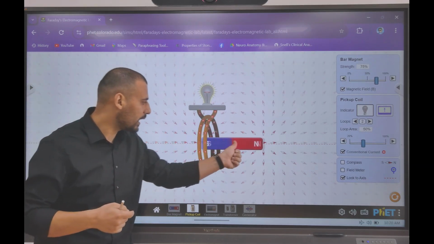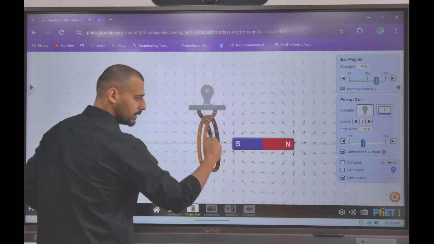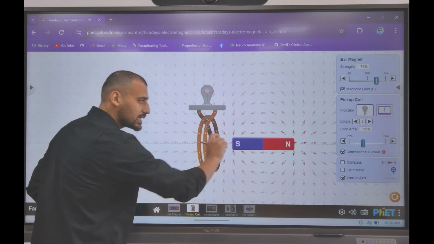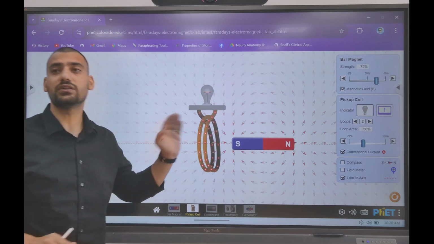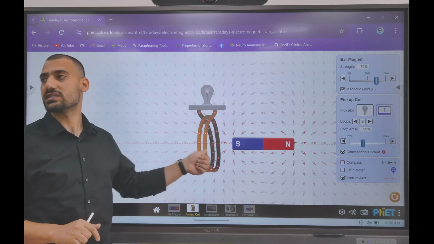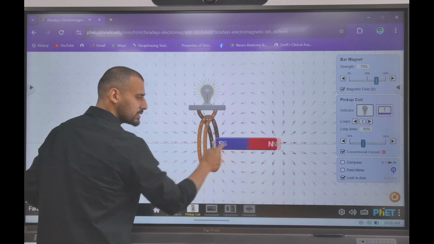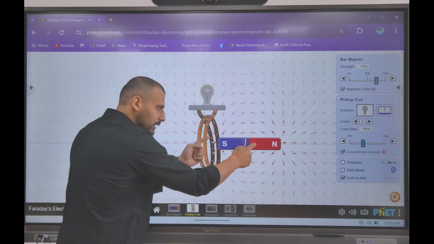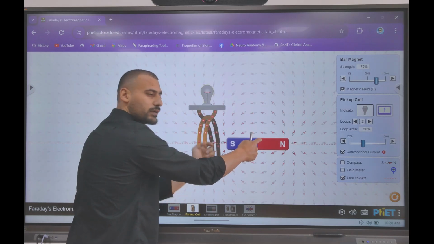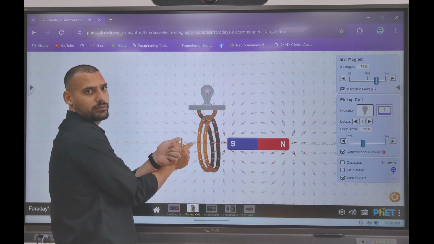Similarly, when it is taken out, what is happening? The current is flowing like this. The south pole is going away. The coil doesn't want the south pole to go away. Therefore, it generates its own south pole. How is that? See what is happening. When I am taking the bar magnet out, the current is flowing in the anti-clockwise direction. So therefore, this side will be north and this side will be south.